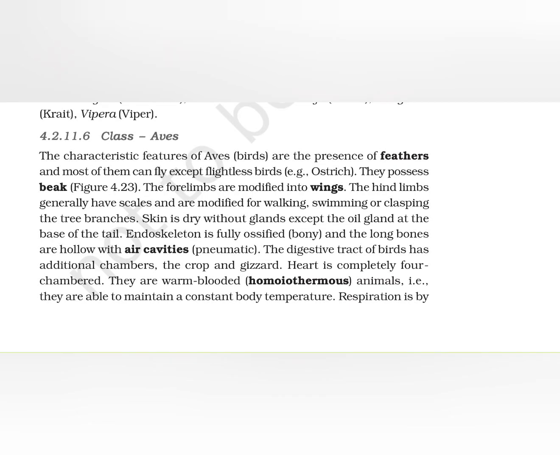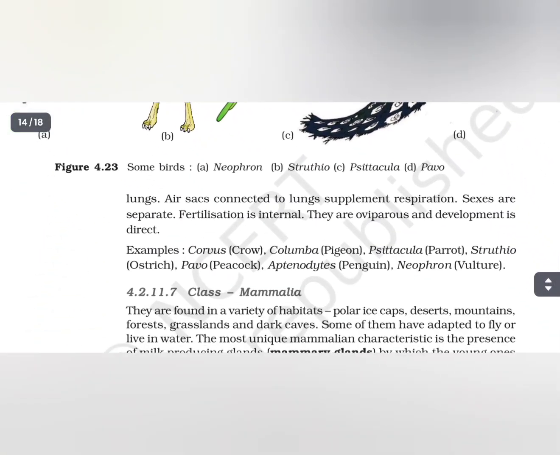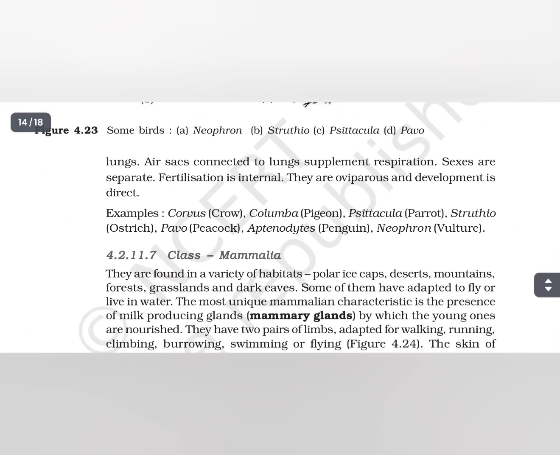Endoskeleton is fully ossified, bony, and the long bones are hollow with air cavities, pneumatic. The digestive tract of birds has additional chambers, the crop and gizzard. Heart is completely four-chambered. They are warm-blooded homeothermous animals, that is, they are able to maintain a constant body temperature. Respiration is by lungs. Air sacs connected to lungs supplement respiration.